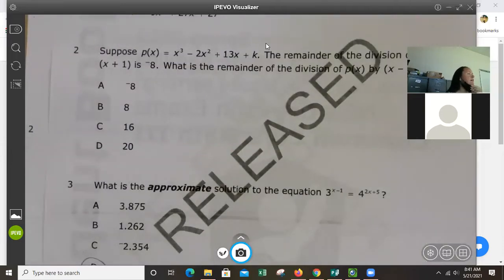plus K. So they don't give you that very last number, but they do tell you that the remainder of the division by X plus 1 is -8. So remember, if we're going to divide on this one, I would use synthetic division. Okay, so it makes it a lot easier. Don't use long division, whatever.